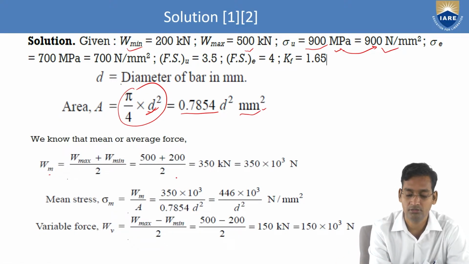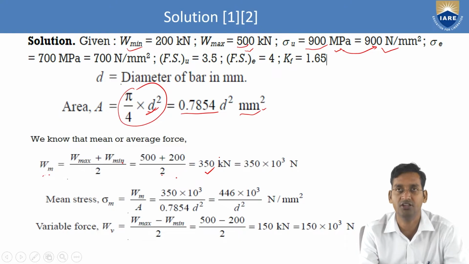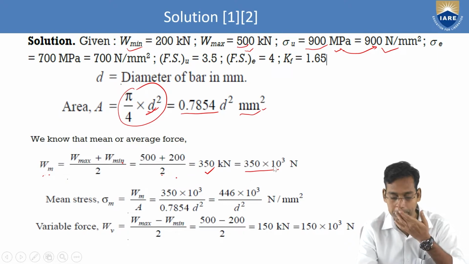W mean will be what? Already we have seen. So here W is given. So W mean is W max plus W min by 2, where W max is 500 and W min is 200. So 500 plus 200 by 2 will give you 350 kilonewton. In terms of Newton if you want, then you can write 350 into 10 to the power 3 Newton.